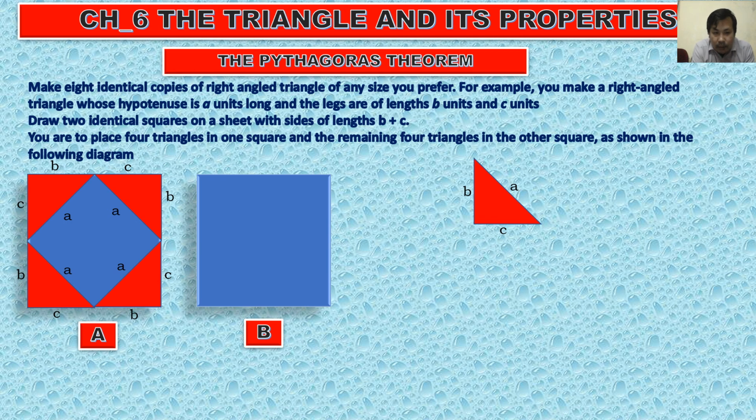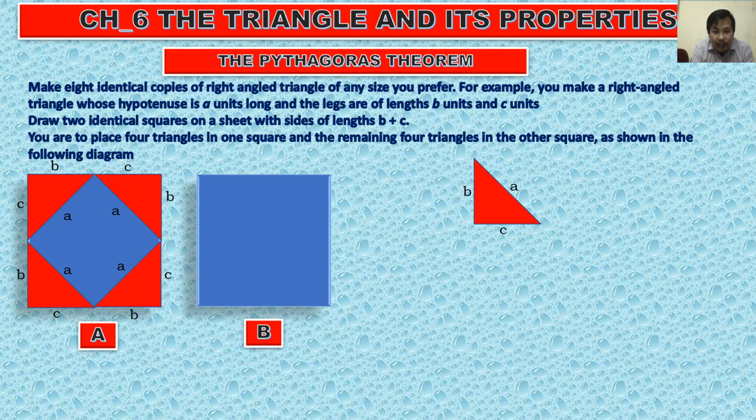Coming back here, you see it was a square, and it was filled with the four right angle triangles in this way: one, two, three, four. All the a sides are facing inward, and it makes one square where the side is a. So the area of the square will be a square.